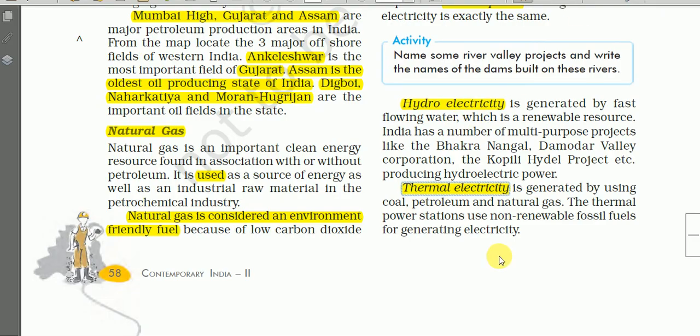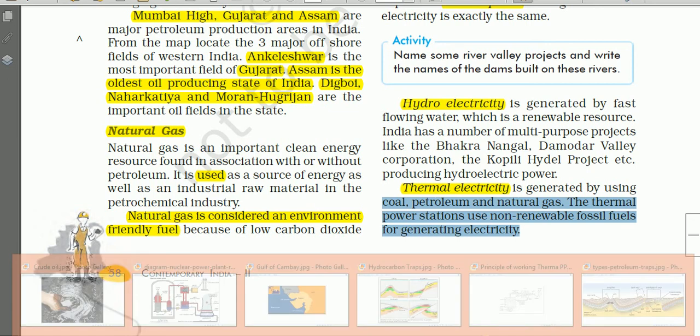Next we have thermal electricity, which is generated by using coal, then petroleum, natural gas. Actually thermal electricity is generated by burning coal, petroleum, natural gas. The thermal power stations use non-renewable fossil fuel. Non-renewable means cannot be renewed, cannot come back.